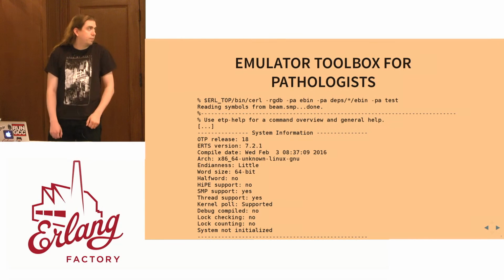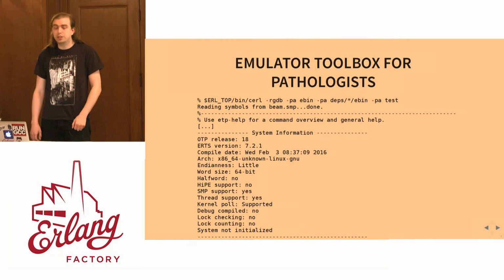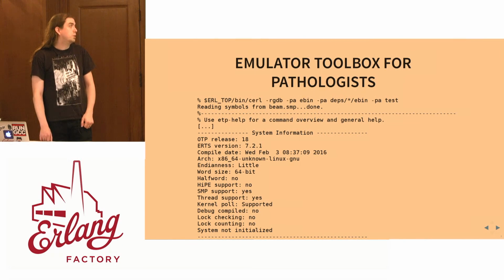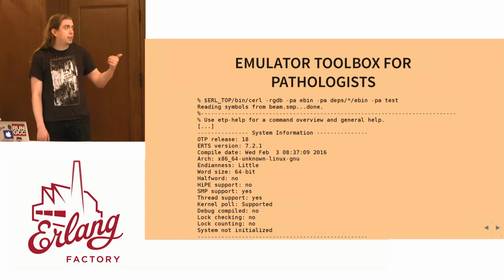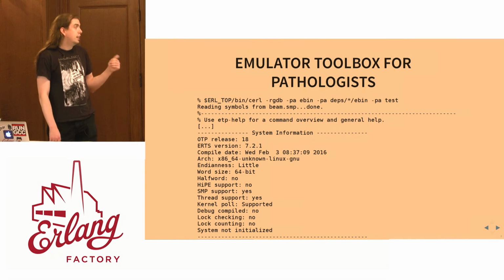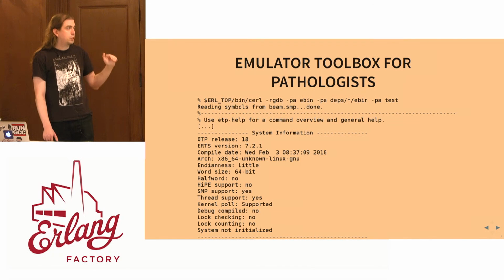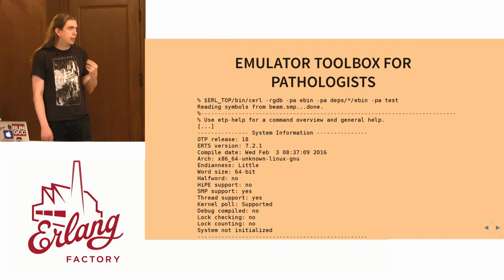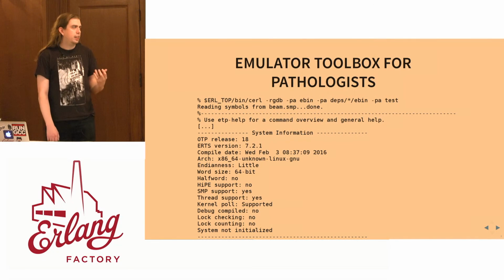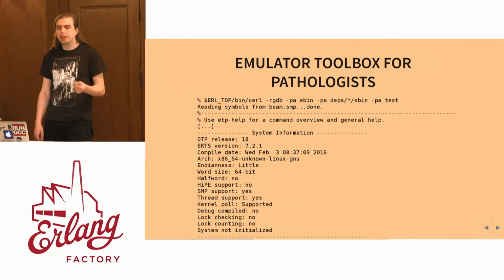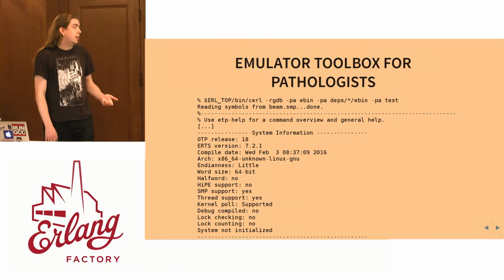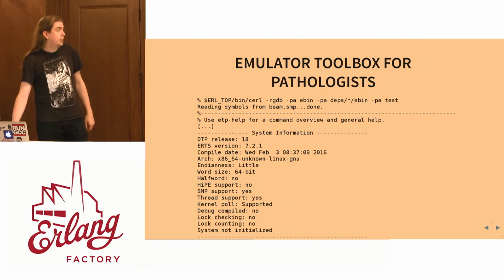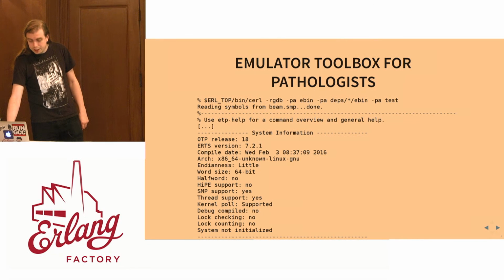When you fire up the debug version of the thing, you also get something which is super useful. It's the emulator toolbox for pathologists. This is a large set of GDB scripts that actually allow you to introspect things in the VM. This is really helpful, not just for GDB. You can use the same logic that they use for decoding things, like doing stack traces from SystemTap, for example. So it's actually extremely helpful.